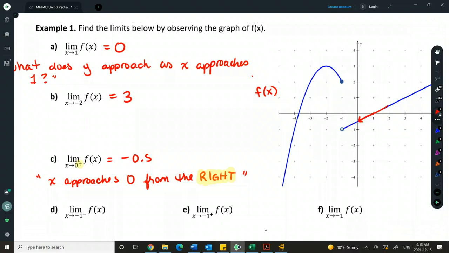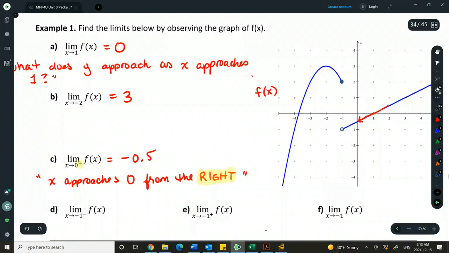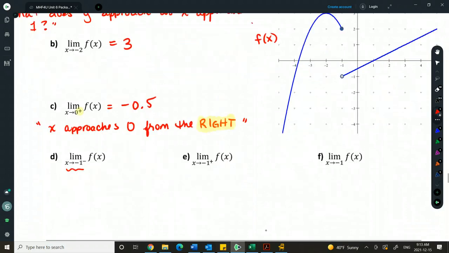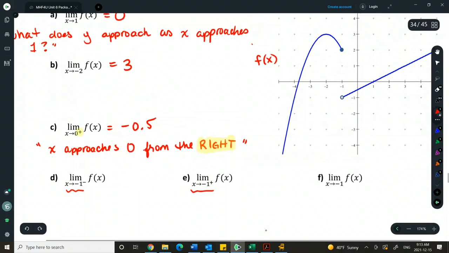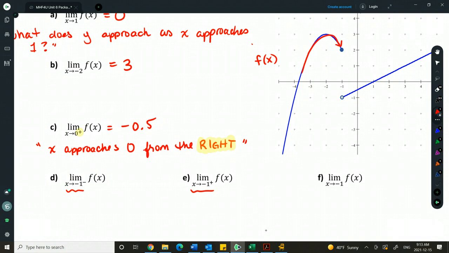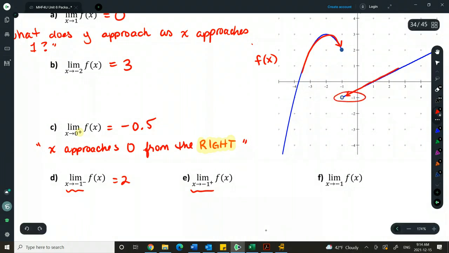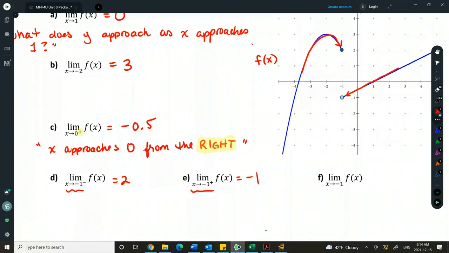But let's take a look at another example. What happens if I'm trying to find the limit as x approaches negative 1 from the left and then from the right? So from the left, as we approach -1, we're going from the left toward the right. What is being approached? 2. What if I come from the right now toward the left? What is being approached? I'm approaching a y value of -1. So in this case, what I'm approaching from the left and from the right is different.